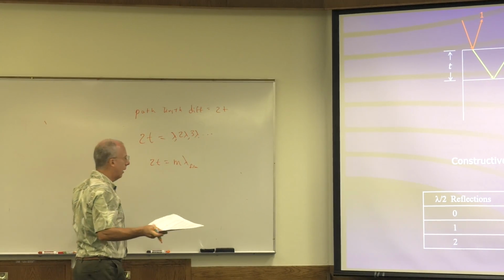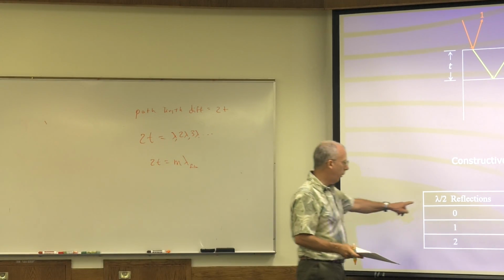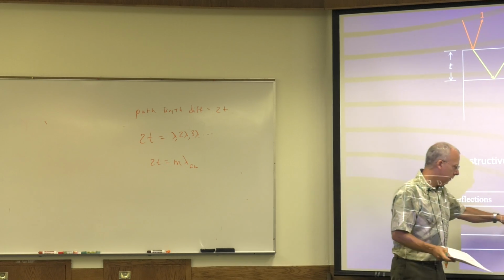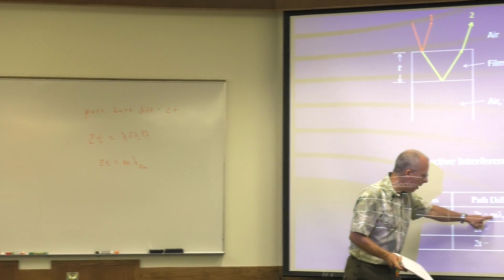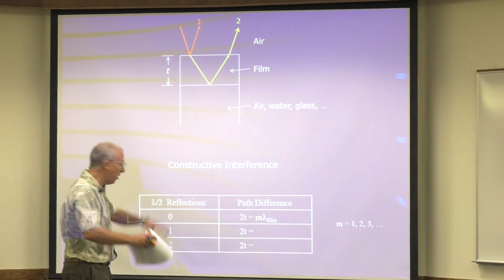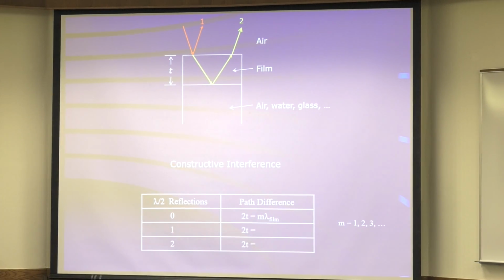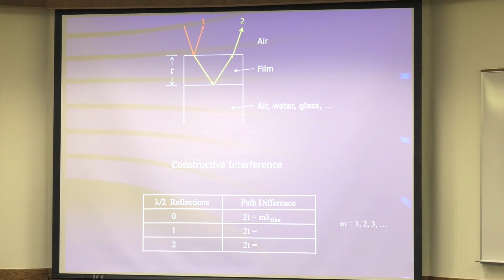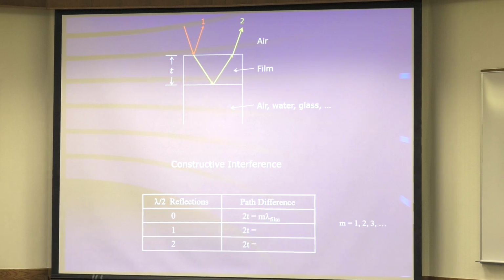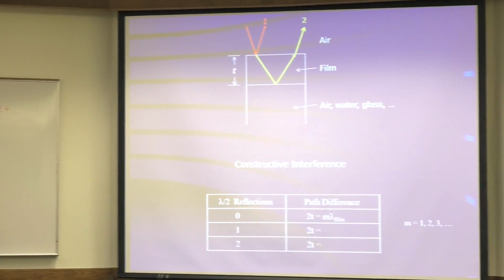So there you go. If we want constructive interference, we don't have any flips. The path difference is m times lambda film. That's all. You're guaranteed to get constructive interference. All right, so hopefully that makes sense. Again, don't memorize. You have to understand this stuff.